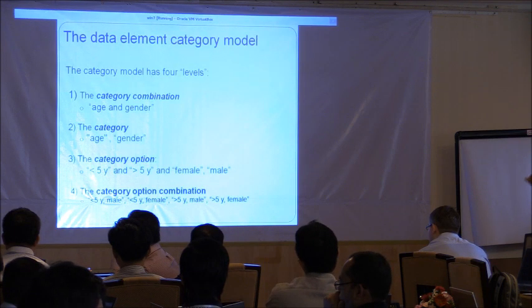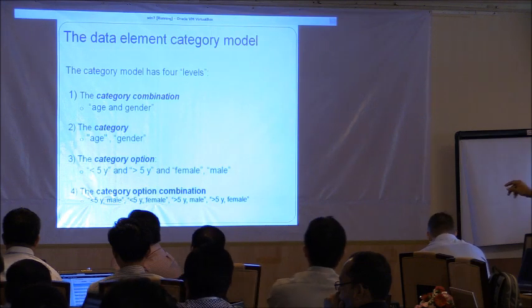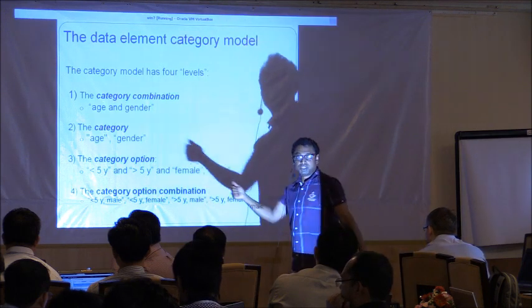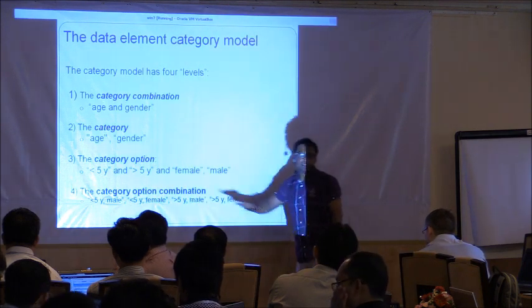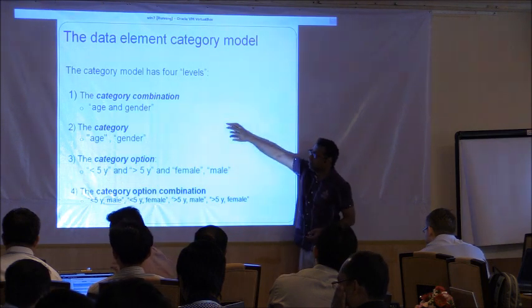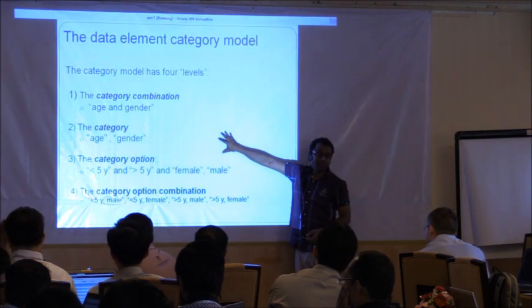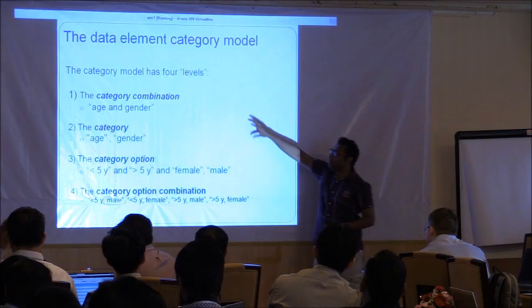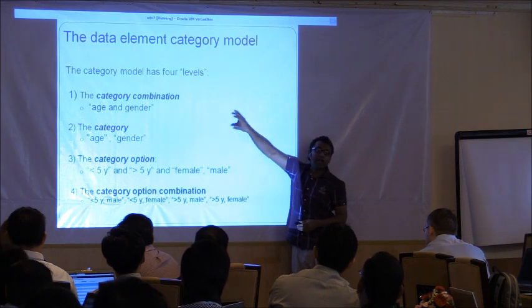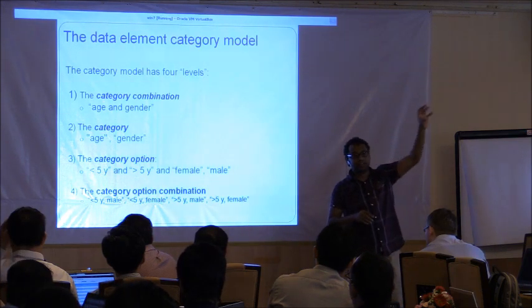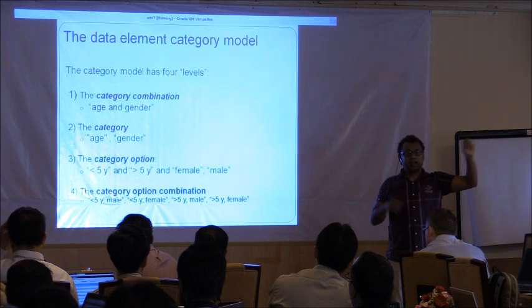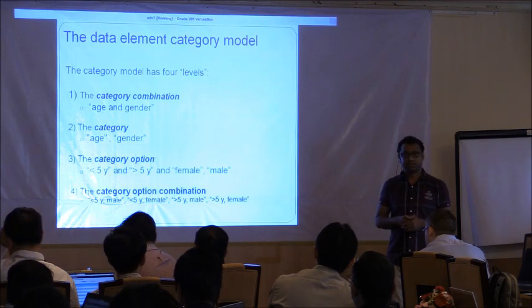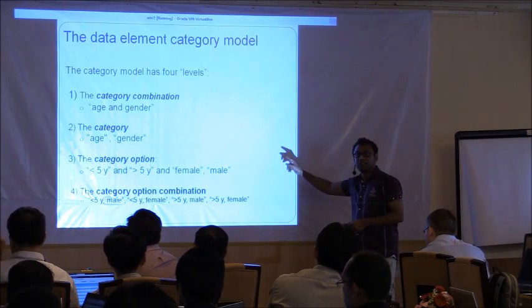Let's start from the bottom. Under 5 years is an option. Male is a category option. Female is an option. When you put male and female together, it is a category, gender. And we have a category called age. You can combine two categories to make a combination called age and gender, and then allocate this to a data element. DHS will then automatically give you the disaggregation, the total, and the aggregation.